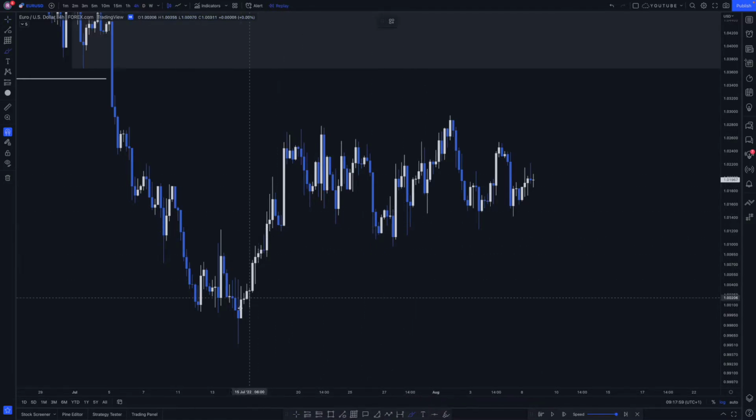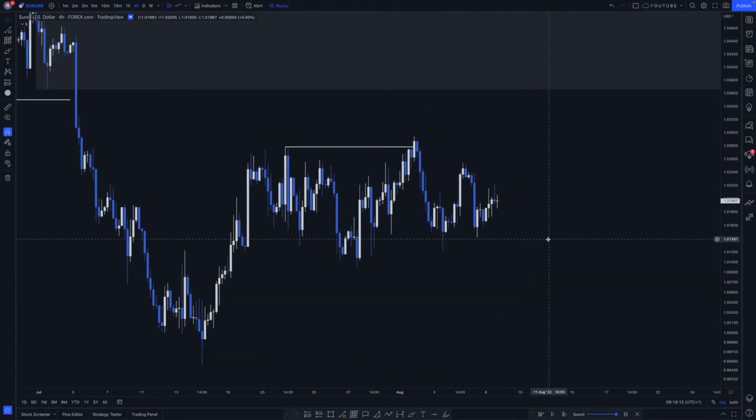What's happened now is we broke structure to the downside, we broke structure to the upside, broke again, then we broke to the downside, and then we broke to the upside. So as you can see at the moment, we are currently bullish on the 4 hour. So if I just mark that out, this will be our high, and then the high gets taken. And then as you can see, we've come down, we've tapped into this demand zone right here.